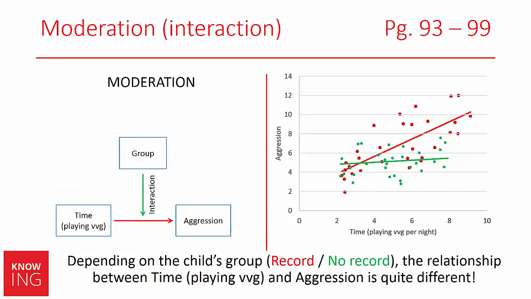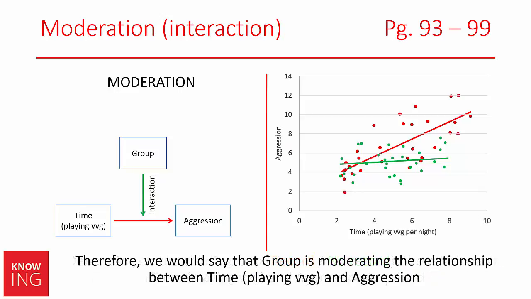Depending on the child's group, so record or no record, the relationship between time spent playing violent video games and aggression is quite different. Therefore, what we're saying is that the variable group is moderating or interacting with the relationship between time spent playing violent video games and aggression.